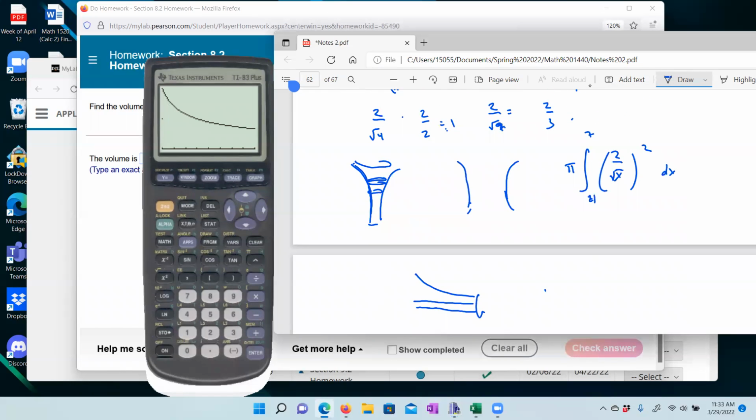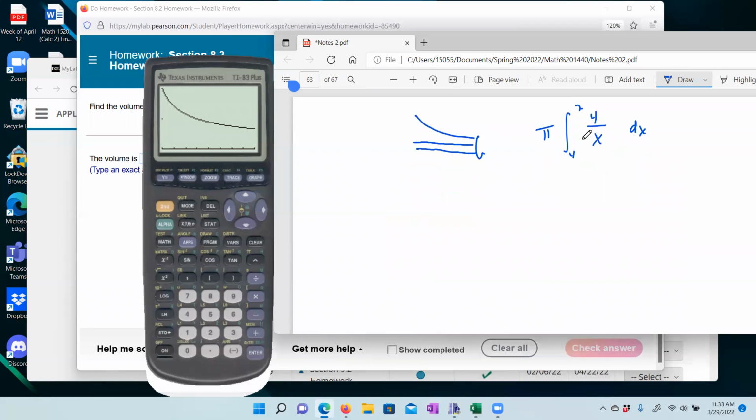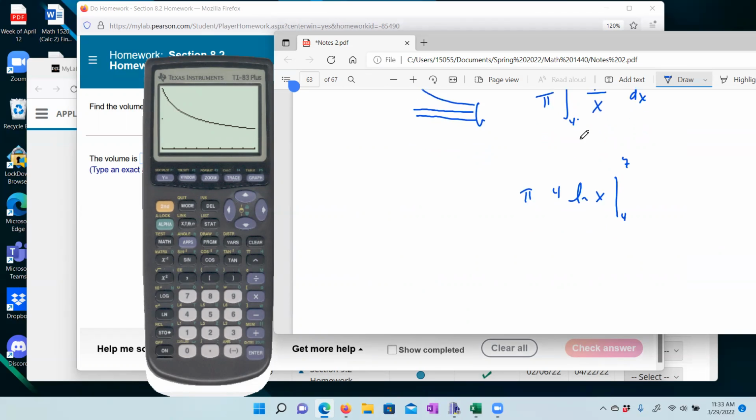So taking our time, multiplying this out, we have from 4 to 7. 2 squared is going to be 4. Square root of x squared is just going to be x. And then we have our dx. This is what we have to integrate. You can integrate this, right? 1 over x dx, that is the natural log. So this is pi times 4 ln x. We're all going to be positive, so we don't need an absolute value there. We're going 4 to 7. And that's just how we're going to do this.